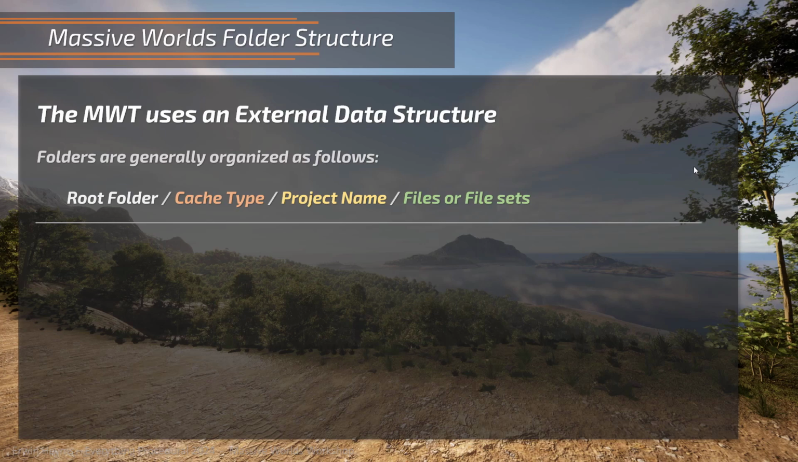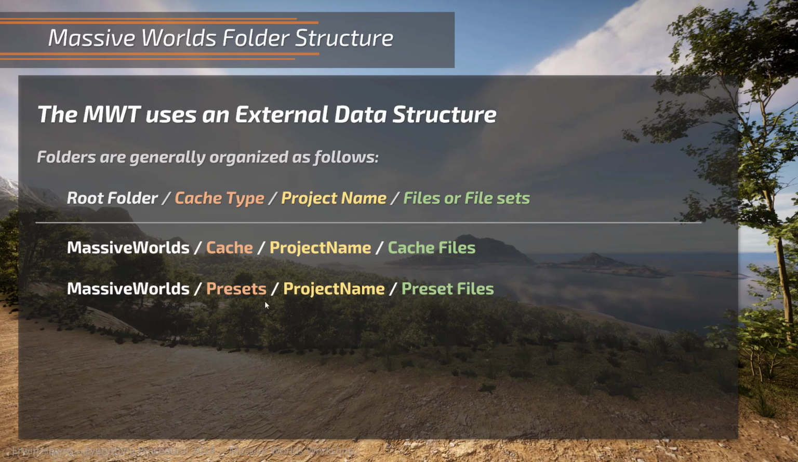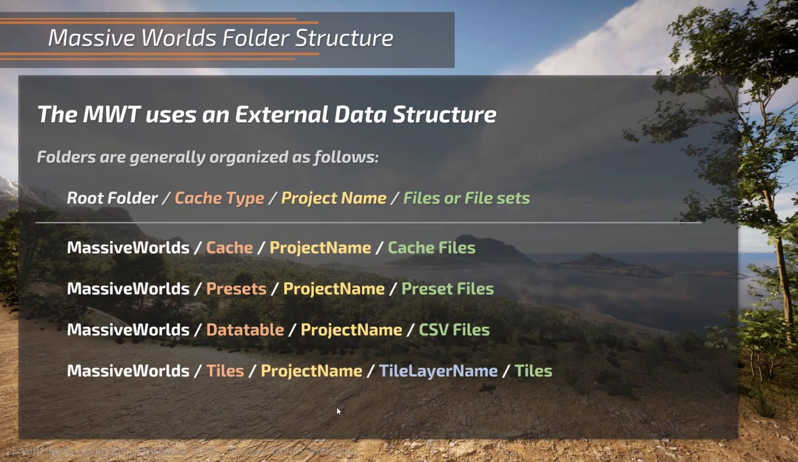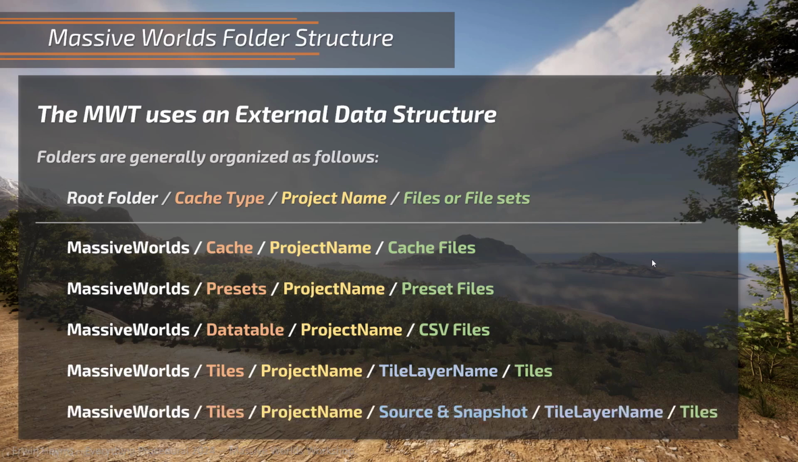So this will translate to, for example, the cache folder, having the cache, then the project name, and then the cache files. The presets are also stored like this, as well as the data tables, which we can export from Unreal to a CSV file for Houdini to read externally. When it comes to tiles, they are organized inside tile layer names. So each layer in the landscape has its own subfolder, and inside there you'll find the tiles. And if you have copies of the folders for your layers, such as a source folder or the snapshot folder, we'll cover that later, they also exist in their own subfolder like so.